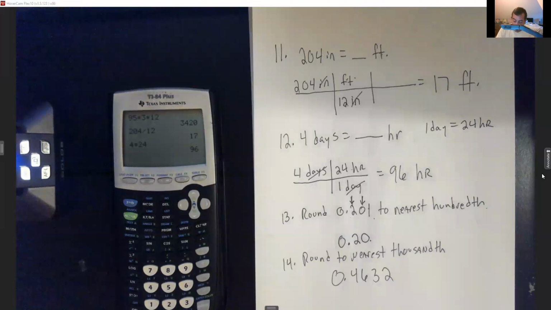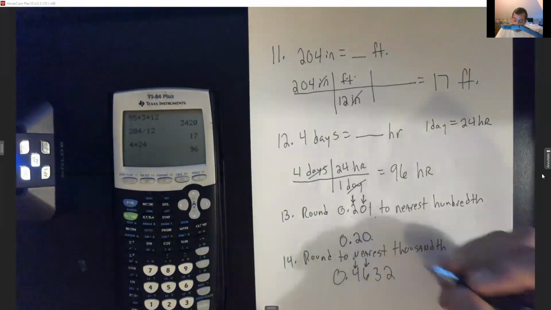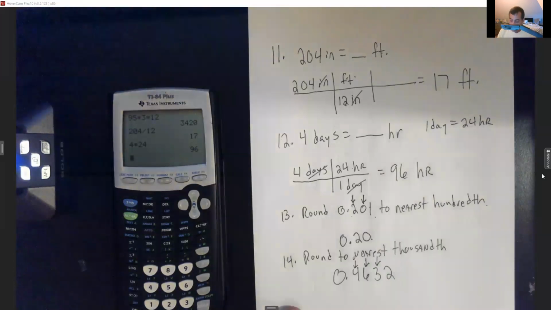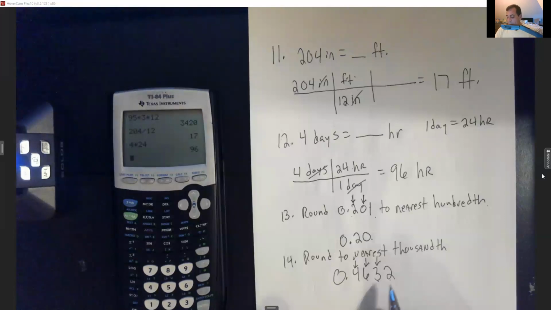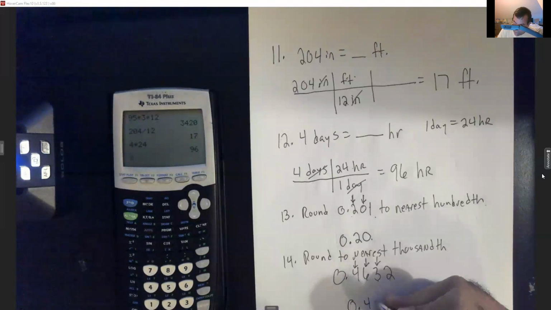All right, so here we go. That's my tenths, hundredths, thousandths. So I'm looking at the third decimal place. That means I need to look at the fourth decimal place to determine if I keep it the same or if I move it up. Well, since this one here is not 5 or greater, it's less than 5, I leave the 3 the same, so I'll be 0.463.